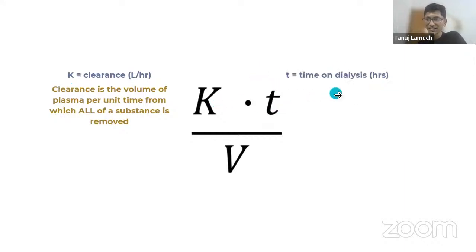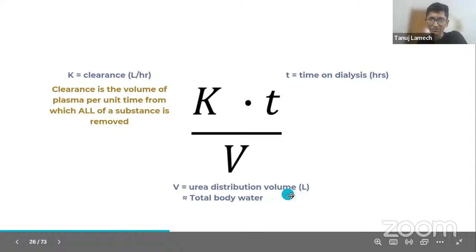Next, T is the time on dialysis. If I have a clearance of 2 liters per hour and I'm doing dialysis for 2 hours, then the total volume I have cleared is 2 times 2, 4. So the numerator here is the total volume that I have cleared. Clearance is the volume per unit time; KT is the total volume which I have cleared during dialysis. 2 liters per hour for 2 hours would be 4 liters. So the numerator is the total volume of plasma that I have cleared during that session of dialysis. And then I divide that by the total body water, which is the urea distribution volume.